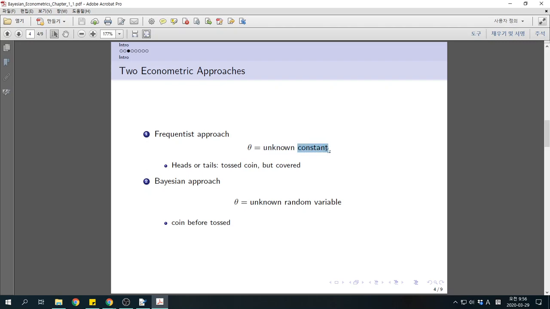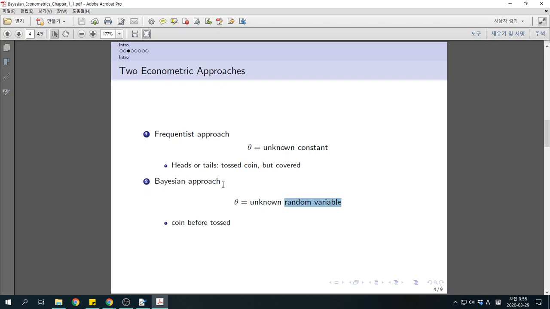What does it mean by constant? It's not clear very much. It's constant, then it's something fixed, but it's unknown, right? In the Bayesian approach, in contrast, theta is taken as an unknown random variable. It's unknown, and that's why it's taken as a random variable.